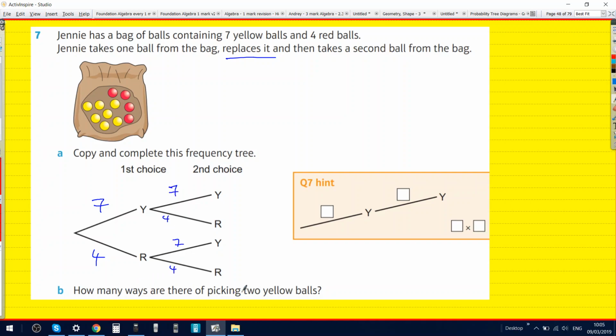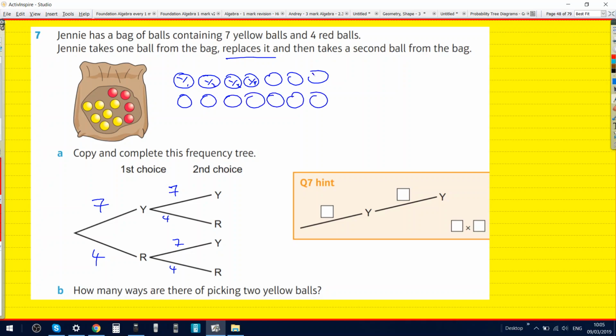And then part B, how many ways are there of picking 2 yellow balls? 3 ways. And what are they? First choice 1 and second choice 2 times. So if you had these and you called them yellow 1, yellow 2, yellow 3, and so on. How many different combinations are there of taking 2 of them? So there'd be 2 yellows and the rest would be red, wouldn't it? Right, but how many combinations are there?